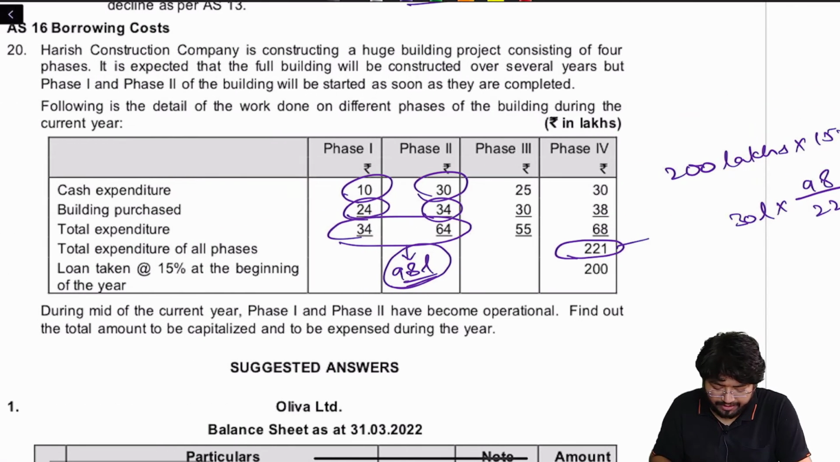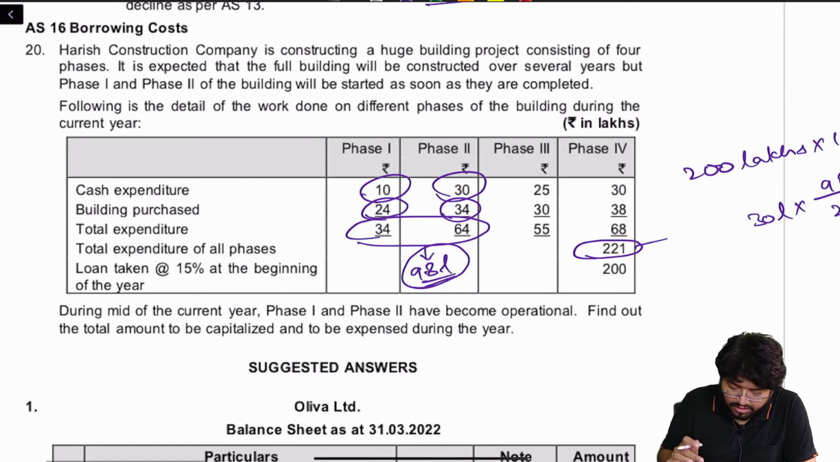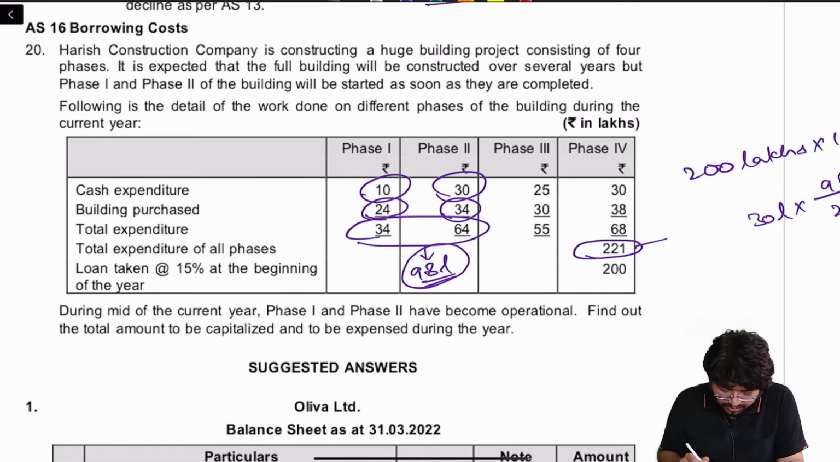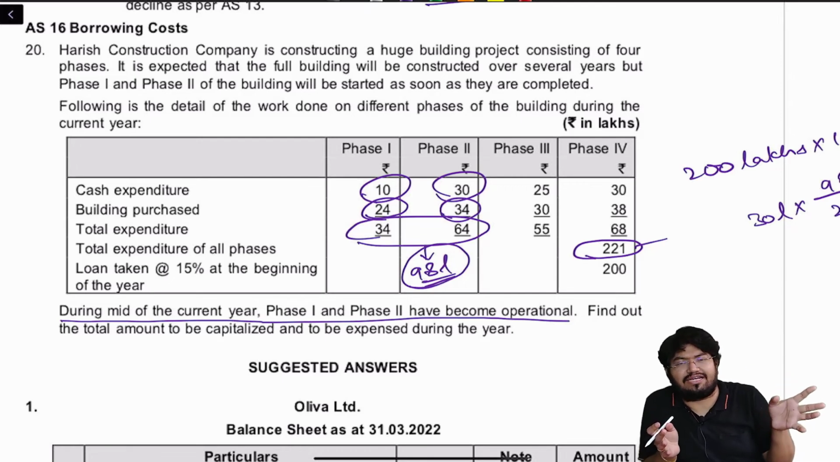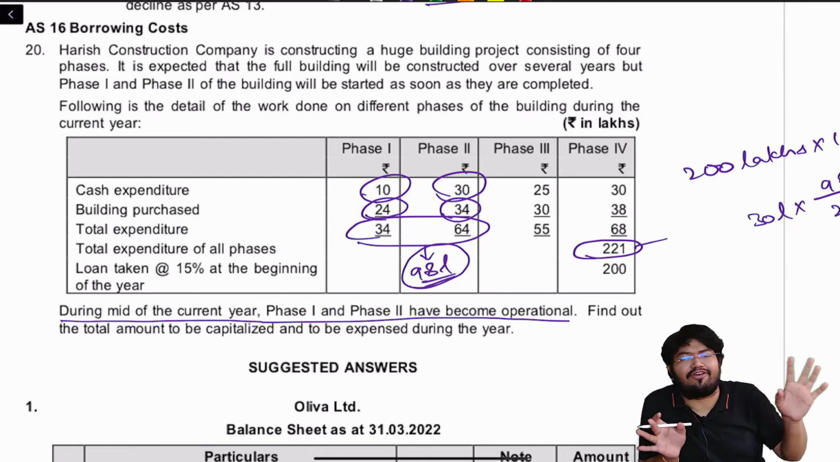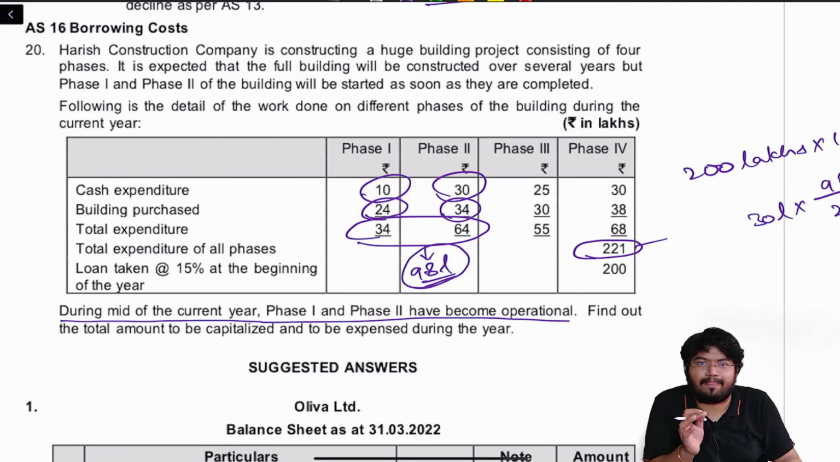Now what you need to be even more cautious about is, he clearly told that during the middle of the year, phase 1 and phase 2 have become operational. Operational means it is no more a qualifying asset; it is ready for use. The moment it is ready for use, you should cease capitalizing the borrowing cost. Am I making sense?